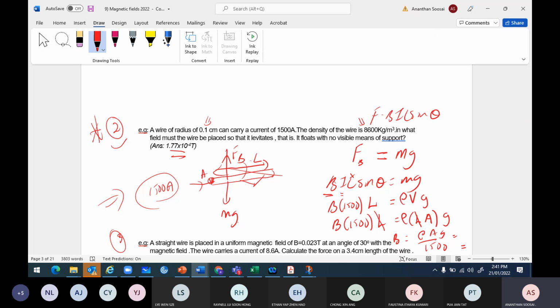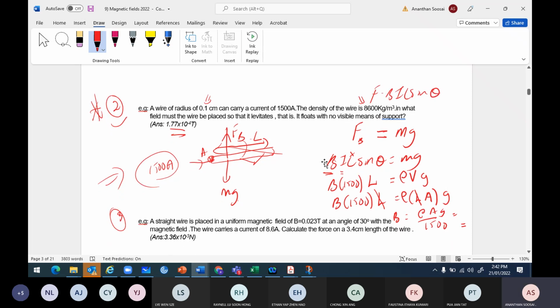So maglev, right? We call it maglev, magnetic levitation train. The magnetic force is exerted upwards on the train until the weight of the train is balanced by the magnetic force. So it floats on the track. So there is no friction, so it can move very fast, quite close to more than 300 kilometers per hour, right? Yeah. Another use of magnetic field.